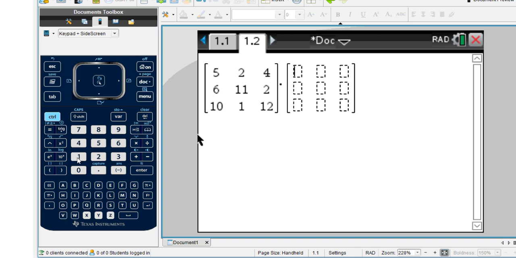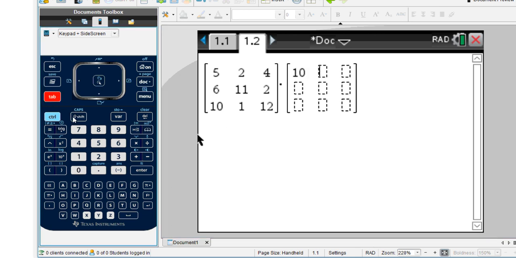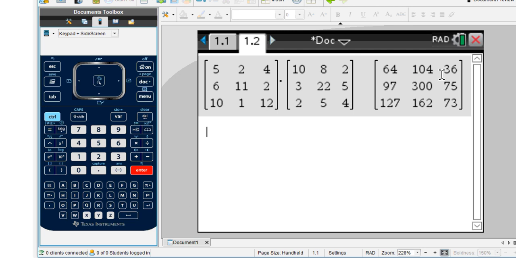We just come in here and enter matrix B: 10 tab, 8 tab, 2 tab, 3 tab, 22 tab, 5 tab, 2 tab, 5 tab, 4. Okay, and you double check to make sure you've entered everything correctly. Just press enter, and here on the right is your answer.